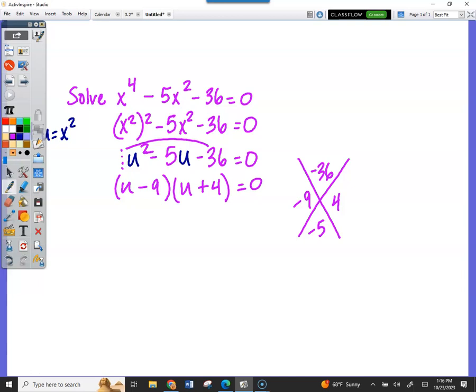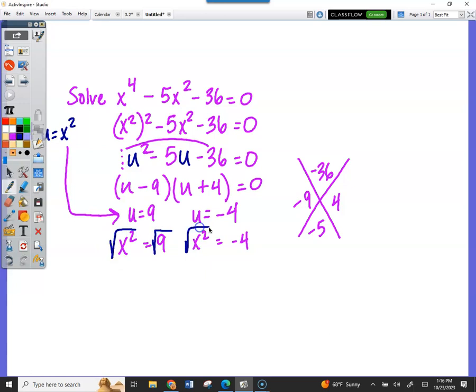So what solution comes out of u minus 9? And what about this one? But u is x squared. You're going to square root both sides. Did you get those? All right, I'm going to show you the next one. Go back to that slide, and let's do 8.